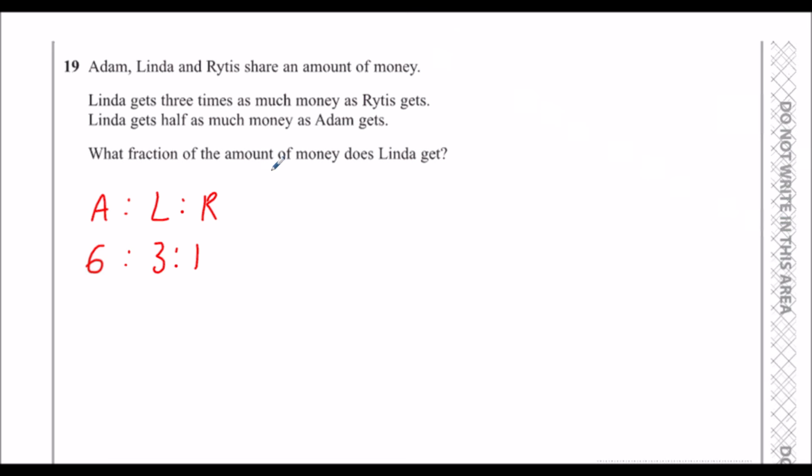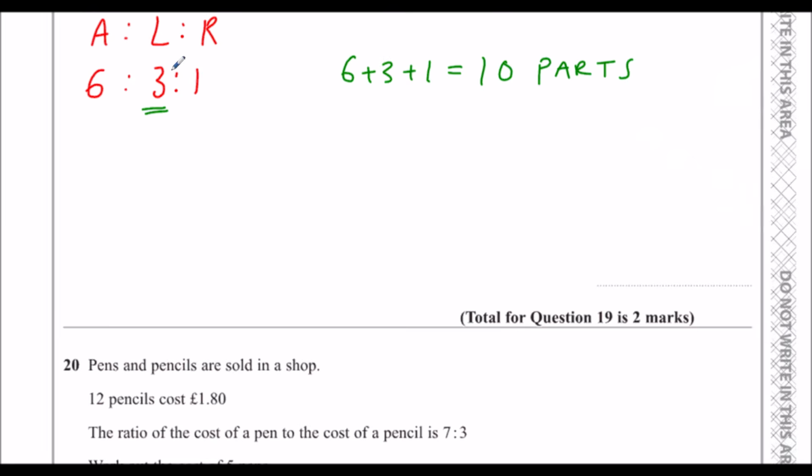What fraction of the amount of money does Linda get? So how many parts are there in total? 6 plus 3 plus 1 is 10 parts. Linda gets 3 parts. So what's the fraction? 3/10. 3 parts out of 10 parts is 3/10.